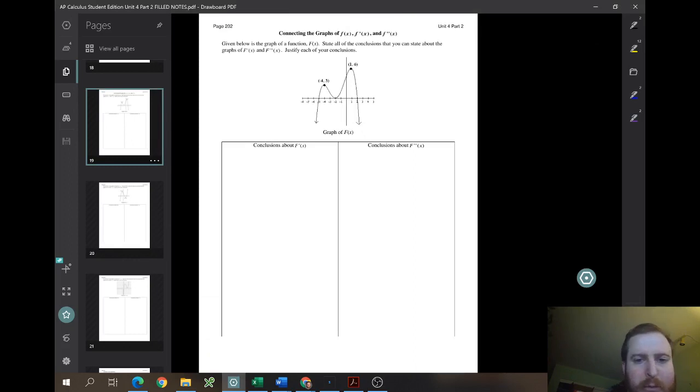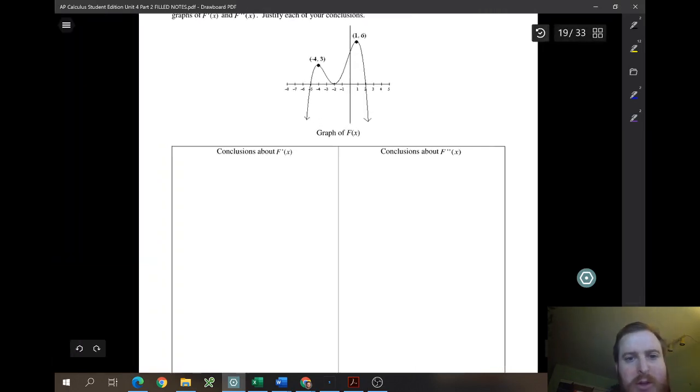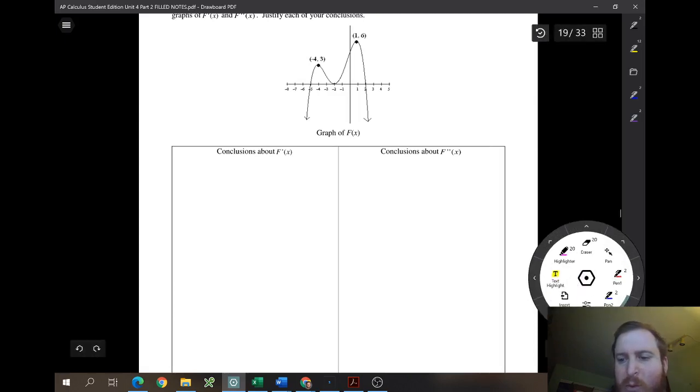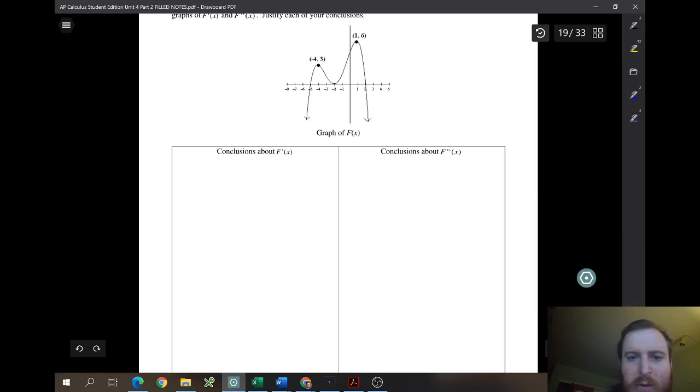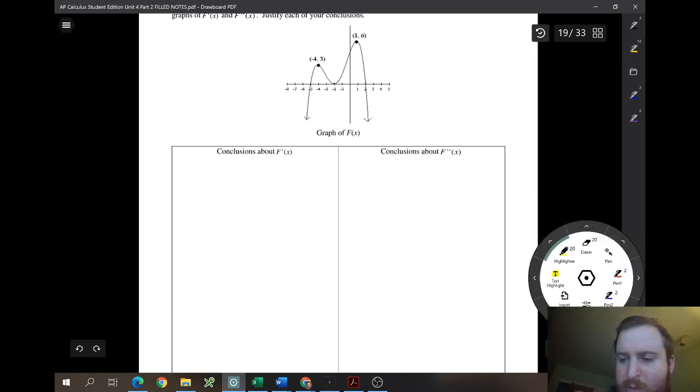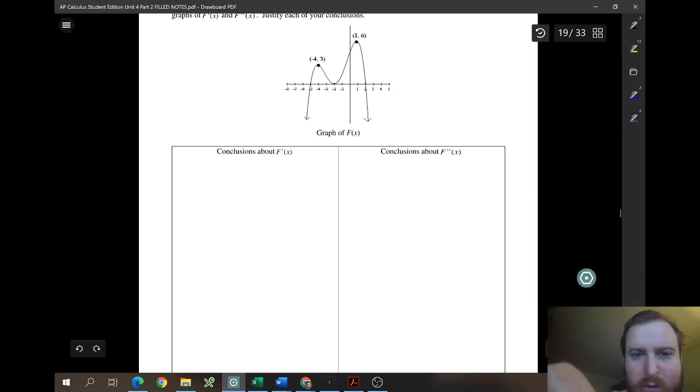Looking at this, first I'm going to just look at the increasing and decreasing parts. I think that's a little bit easier. And then we can move on and look at the concave up, concave down stuff. So I'm first going to pick out where my critical points are. We have critical points at x equals negative 4, at x equals negative 2, and at x equals 1. Those are my three critical points.